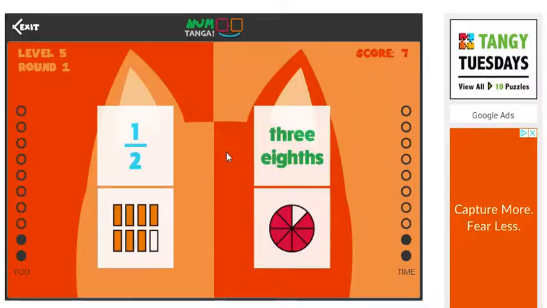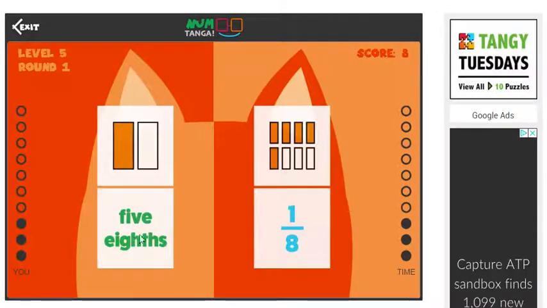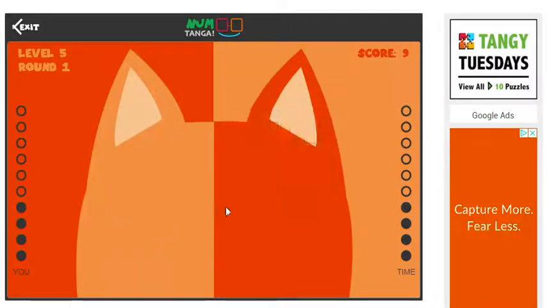And we're racing against the clock here to be the winner. So we can see that we have 7/8 and 7/8. So 5/8, 5/8. And you're working against the clock here.